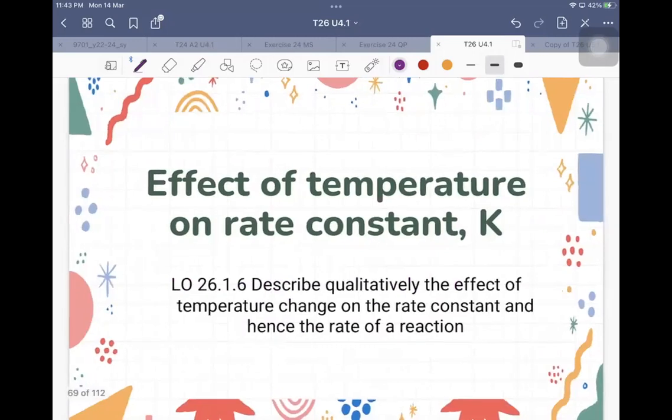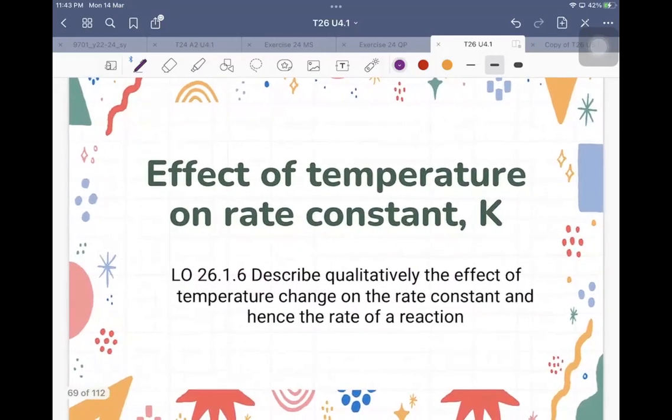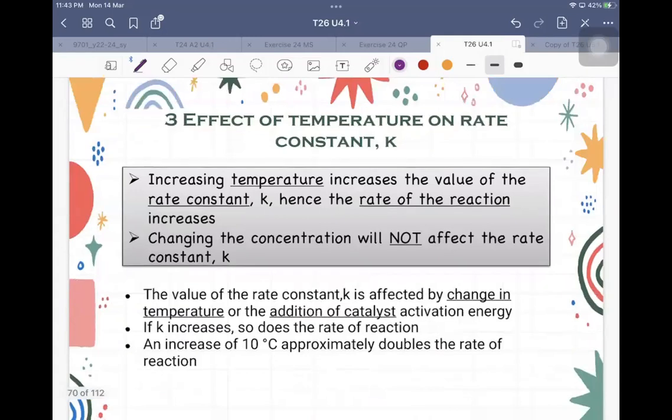Lastly, for this lesson, the effect of temperature on the rate constant. Describe qualitatively the effect of temperature change on the rate constant and hence the rate of reaction. This is nothing new for you. Increasing the temperature will increase the value of the rate constant K, hence the rate of reaction increases. Changing the concentration will not affect the rate constant. The value of the rate constant is affected by a change in temperature or the addition of catalysts. So if you change the activation energy, this will affect the value of your rate constant.